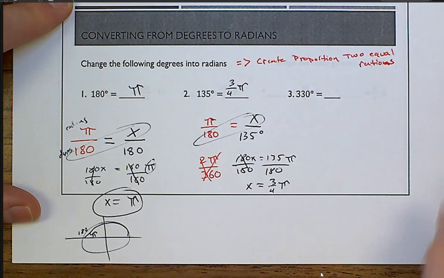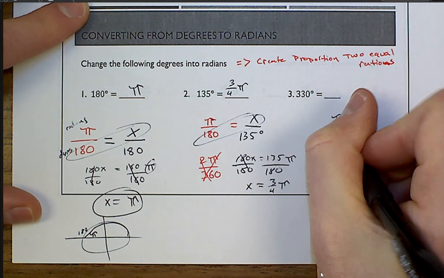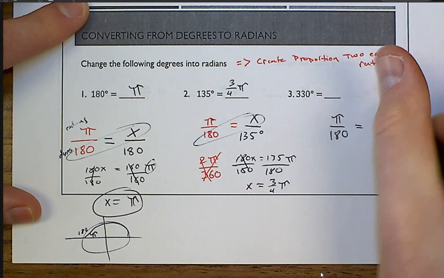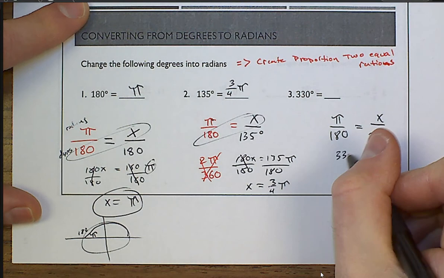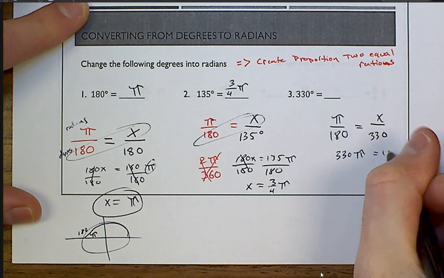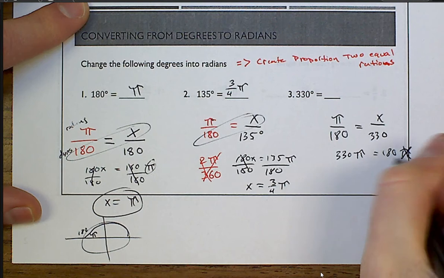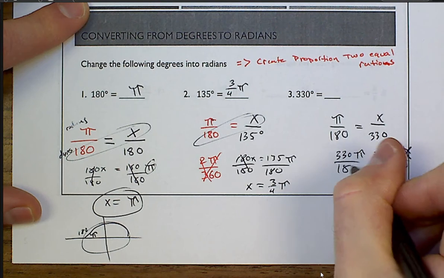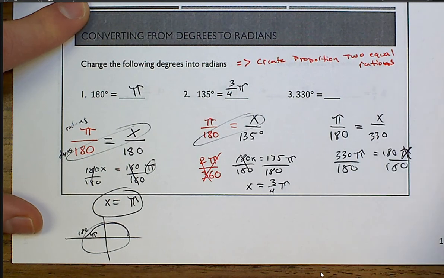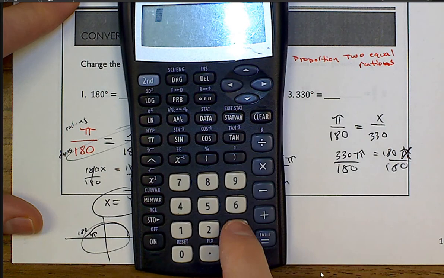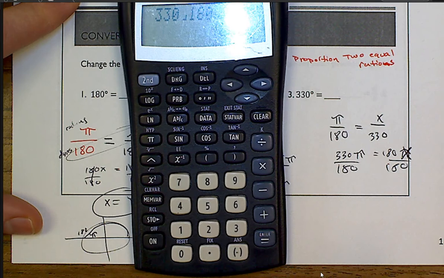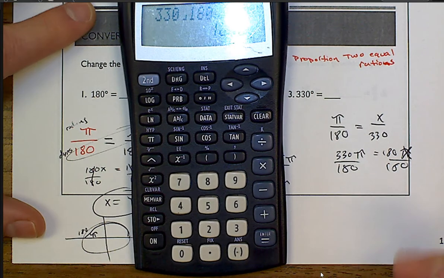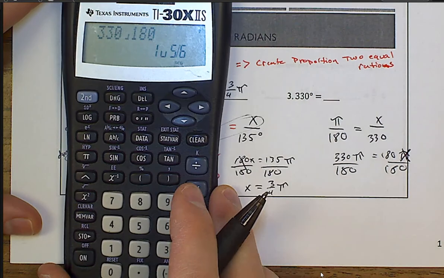All right, so I always go pi over 180, radians over degrees, cross multiply, 330 pi equals 180x, divide by 180, divide by 180. So here we're going to have 330, fraction bar 180. Okay, we're going to get 1 and 5/6. That's a little glary there. 1 and 5/6.